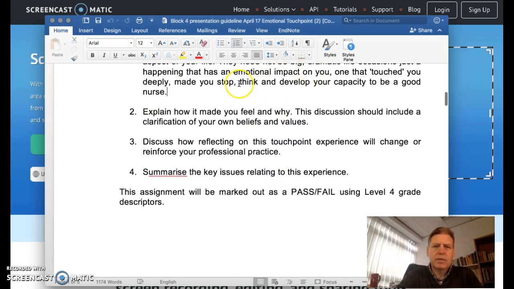And the talk is about how it helps you develop your capacity to be a good nurse. So what has it got to do with nursing? What has it got to do with your practice and how you understand what nursing is?